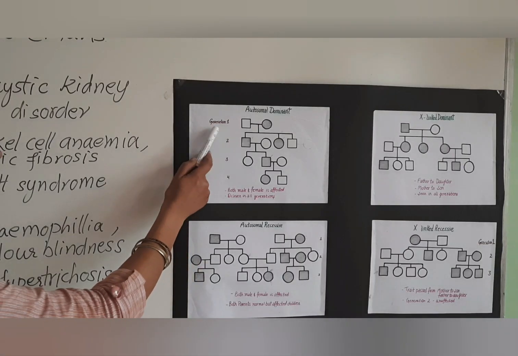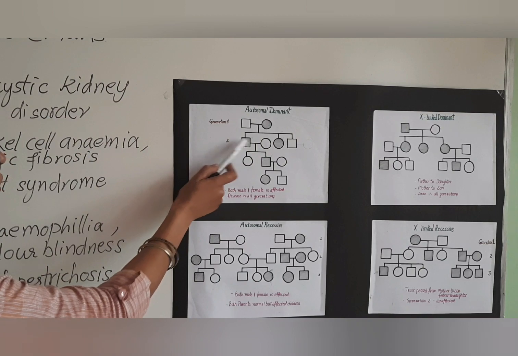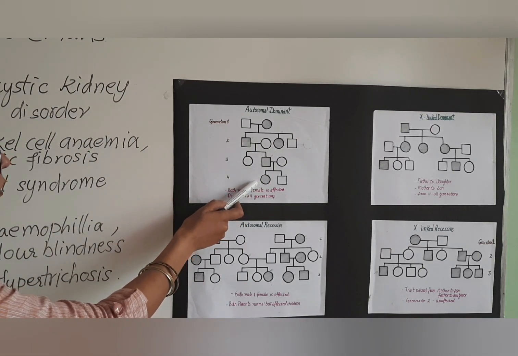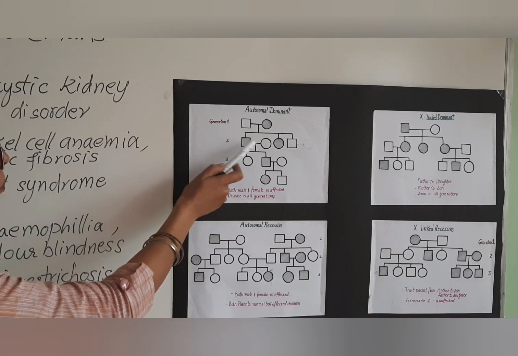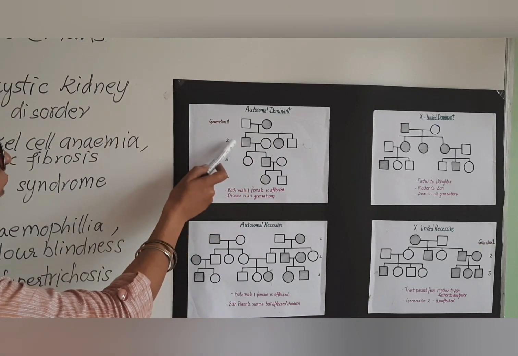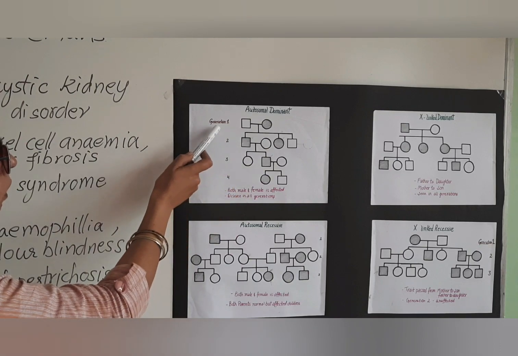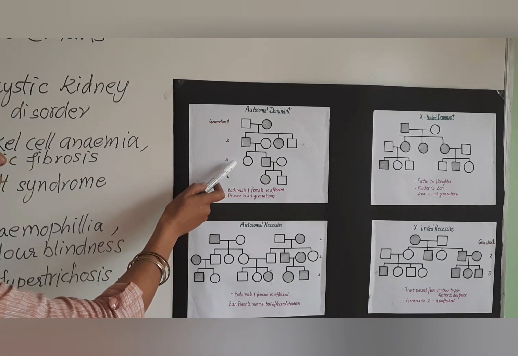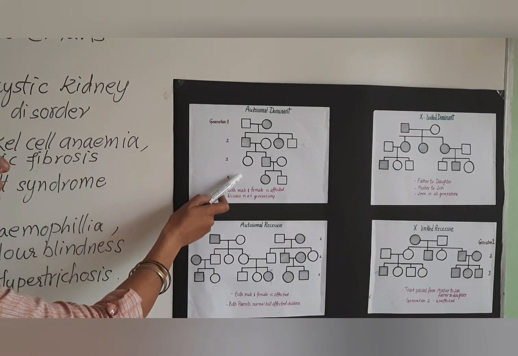Now look at this pedigree chart. The trait is visible in all the generations, so it is dominant type, and both male and female are equally affected, so we can say it is autosomal. So this pedigree chart represents autosomal dominance.